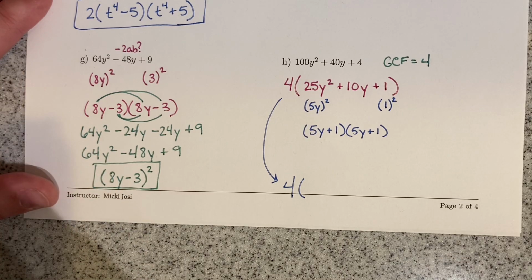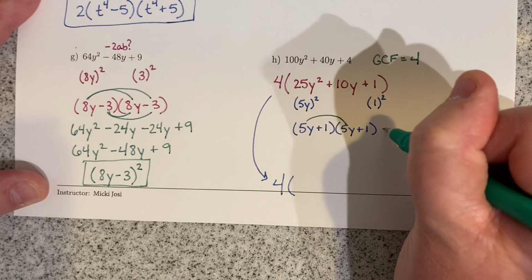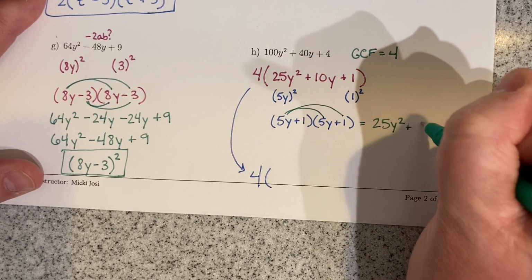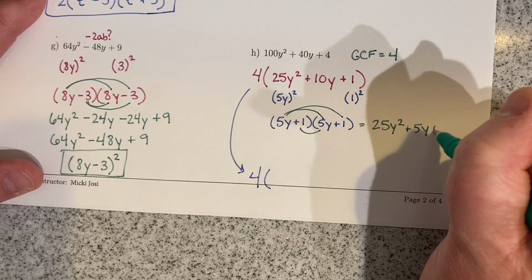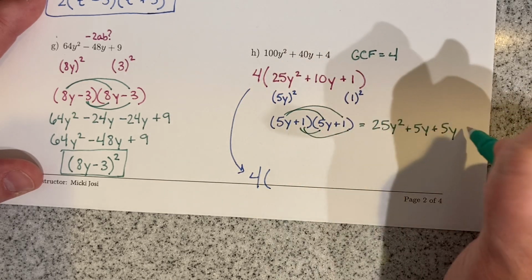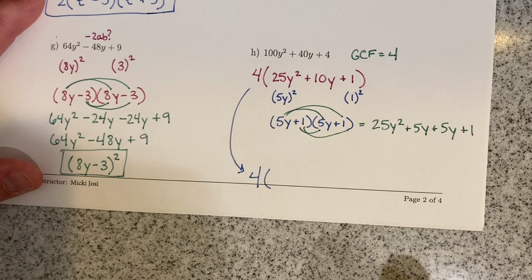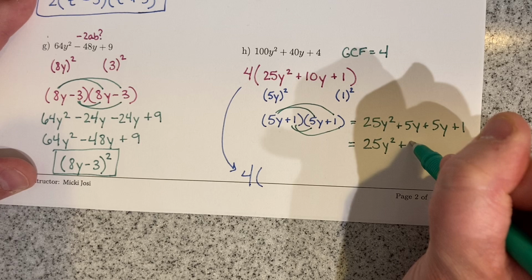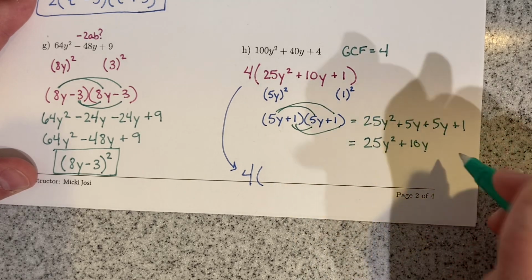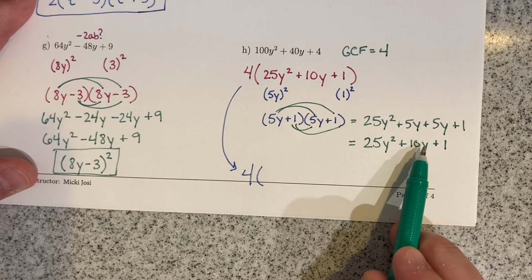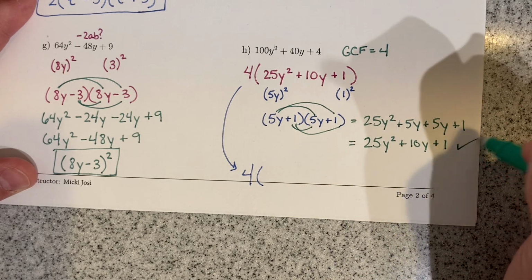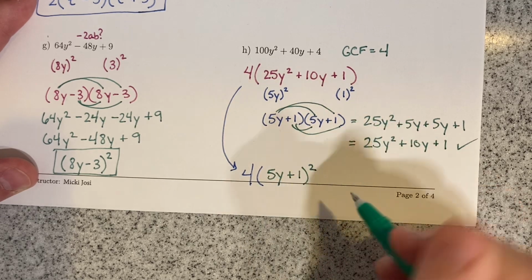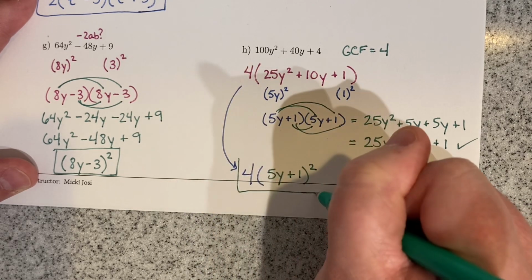All right, let's do the FOIL. 5y times 5y, 25y squared. Then 5y times 1 is plus 5y. 1 times 5y is plus 5y. And 1 times 1 is plus 1. Well, that's looking like the 10y in the middle that we needed. Because we knew we were going to get the 25y squared and the plus 1. It was the middle that we're checking. So yep, it checks out. And that means the factored form is 5y plus 1 quantity squared. And that GCF of 4 is also in our answer.